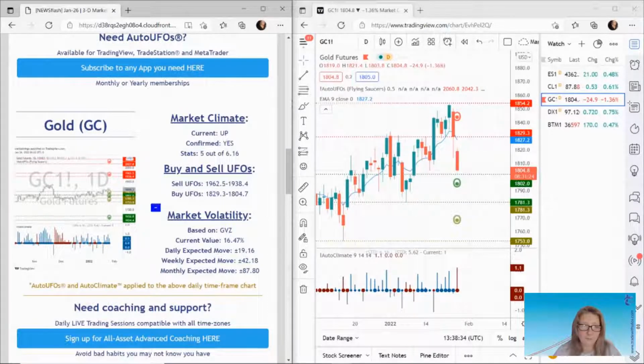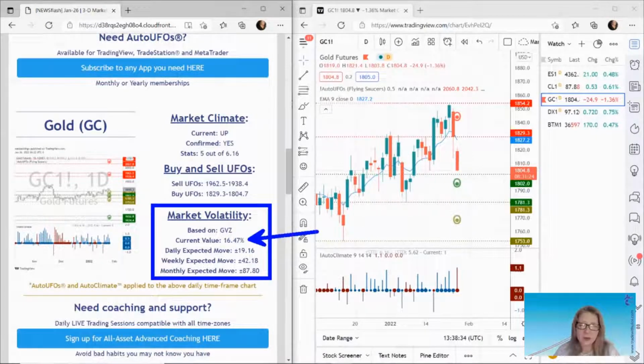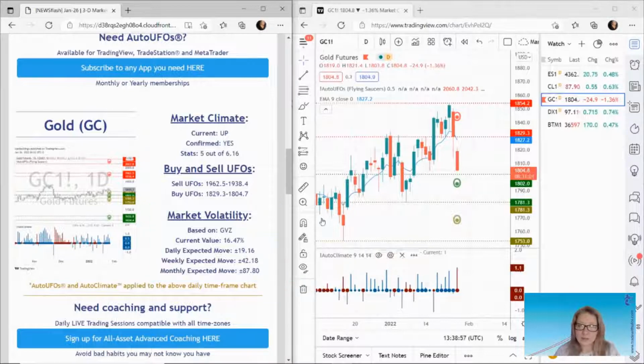With volatility for gold, we would expect a movement up or down in 1 year of 16.47%. So in a day, that's 19.16 points. In a week, 42.18 points. And in a month, 87.8 points. Again, either up or down.